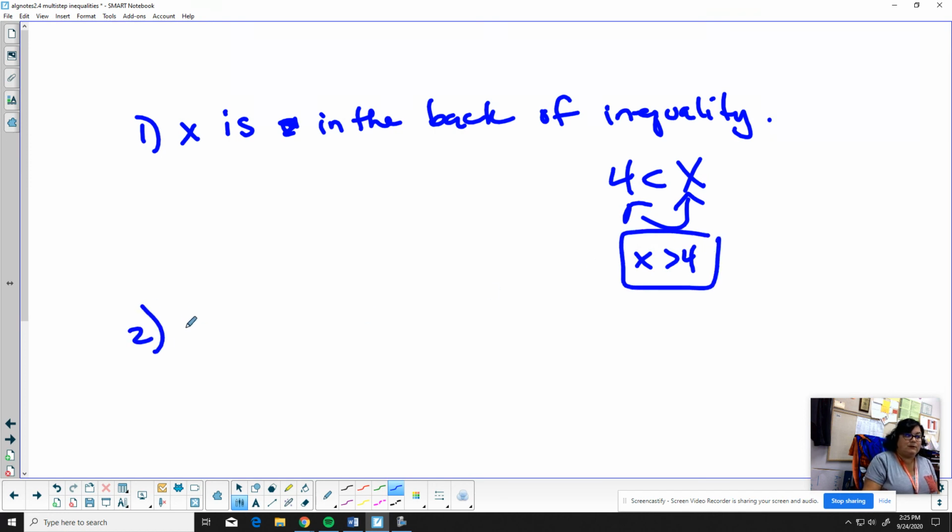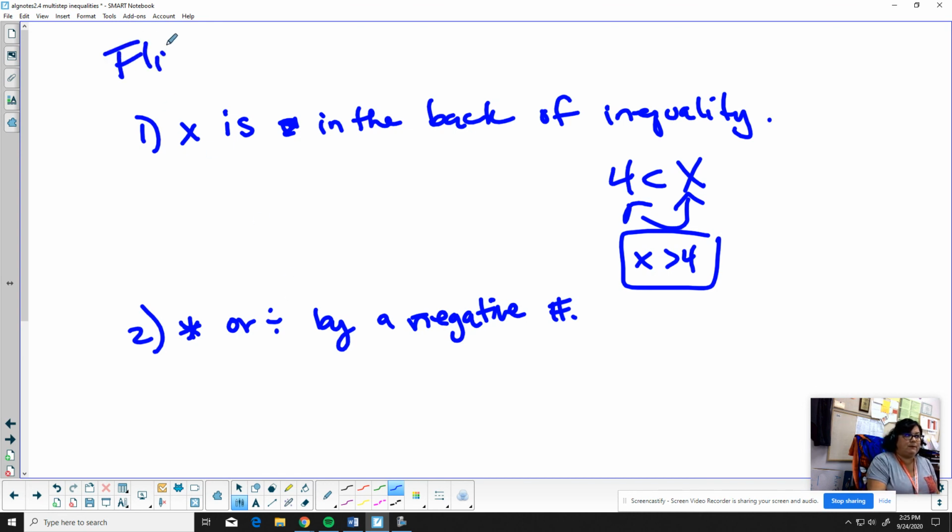And the other reason we flip is because we either multiply or divide by a negative number. If that's the case, we also have to flip the inequality. So there's 2 reasons why we flip when we do inequalities. The solving is exactly the same as it is on equations.